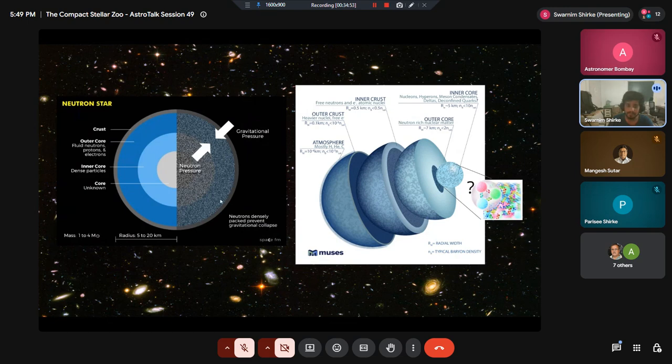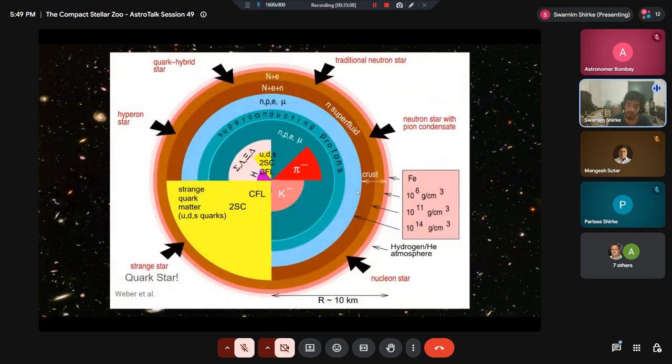In this case, the star is balanced by neutron pressure instead of electron pressure as in the case of white dwarfs, and the interior of the stars is still unknown. So it's an open question, and that's why these multi-messenger observations at this point are crucial. What happens inside? There is a bunch of things. You can have different types of particles, again relating to particle physics. You can have hyperons and so on.